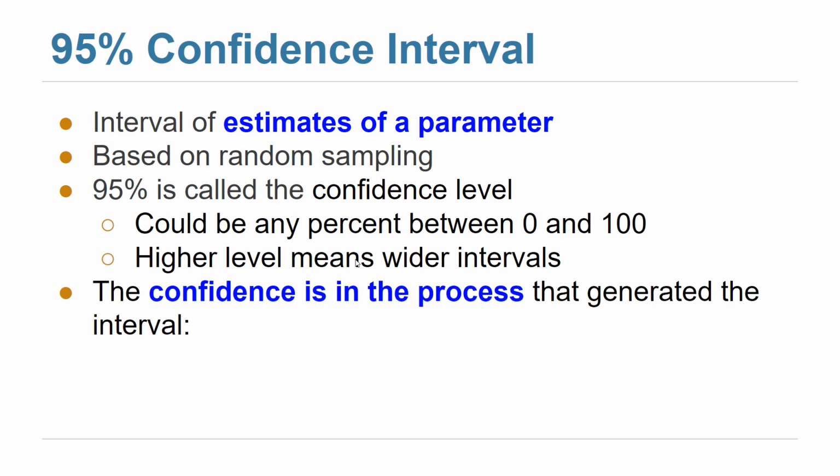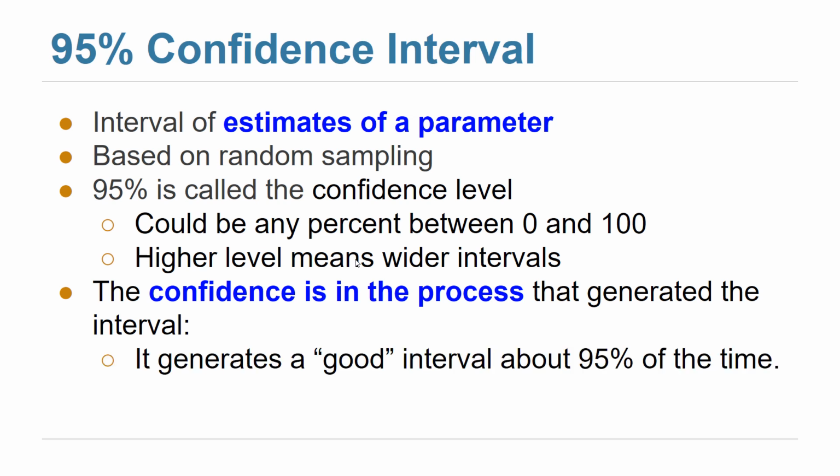And this is a very important point about confidence intervals. The confidence is in the process that generated the interval. The process generates a good interval about 95% of the time. What do you mean by a good interval? It includes the true value of the parameter. So that's the confidence in the process that generated the interval.